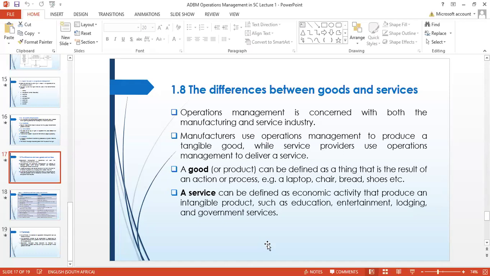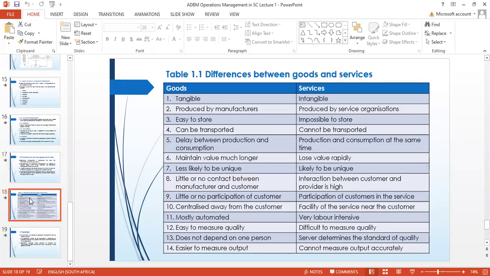And let's look at the differences between these two in a table format, right? We have goods, we have services. What are the differences? A good is tangible. You can touch it, you can see it. Services are intangible. No one can say, I saw education there. You cannot see it, but it's there. I saw entertainment there. No, you cannot see it, but it's there. Those are the services. The goods are produced by manufacturers. Services are produced by service organizations.